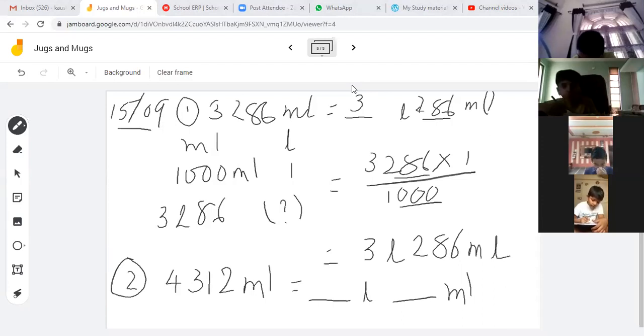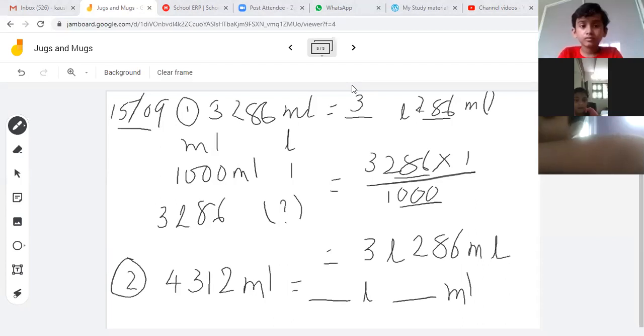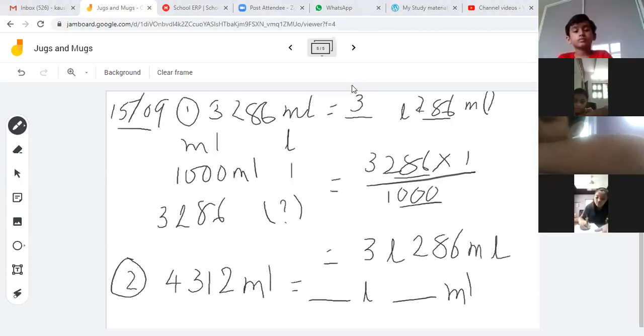Yes, Gavhane. Where is sitting in dark? Very good, Anant.